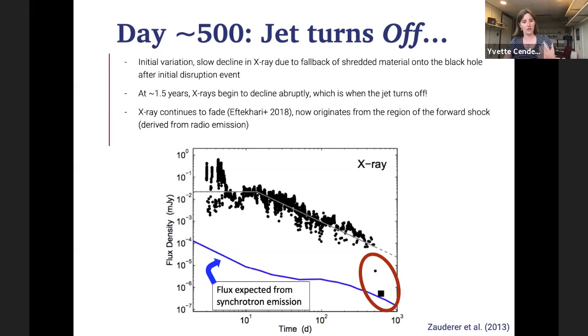And there were a lot of questions about what this could potentially be at the time. But what happens, though, is if you also have the radio observations, and this is the flux you expect from synchrotron emission that you're going to detect in the radio.